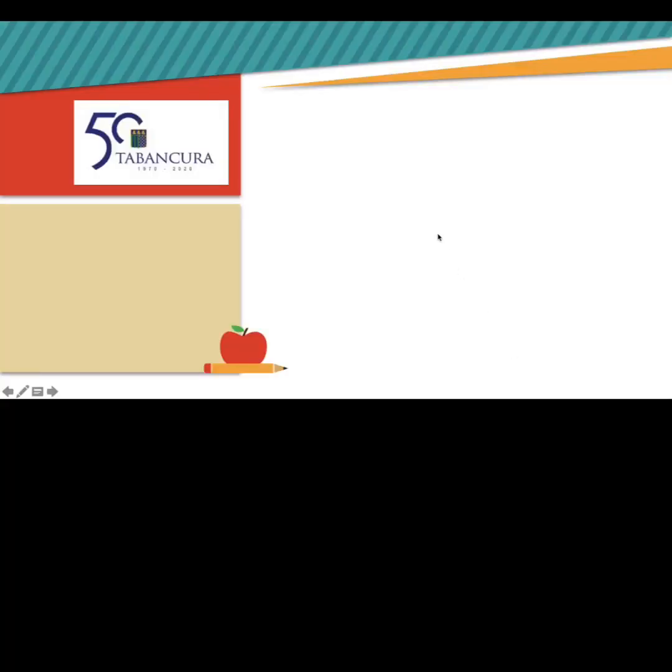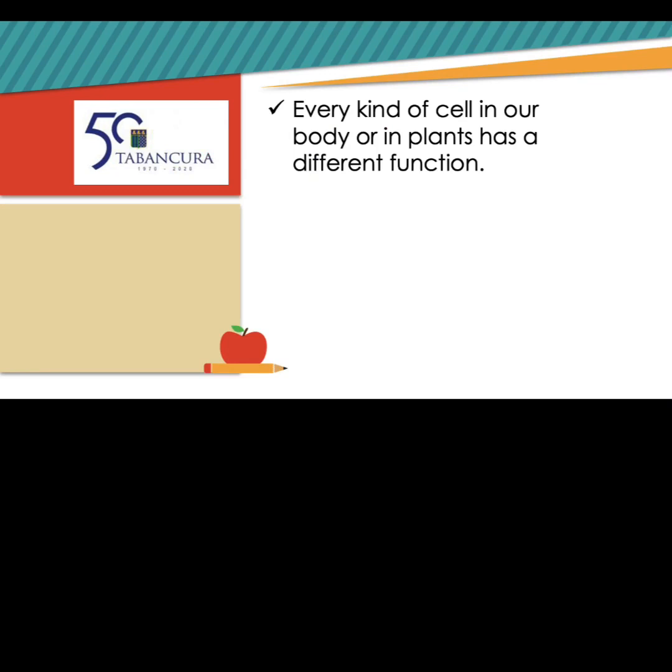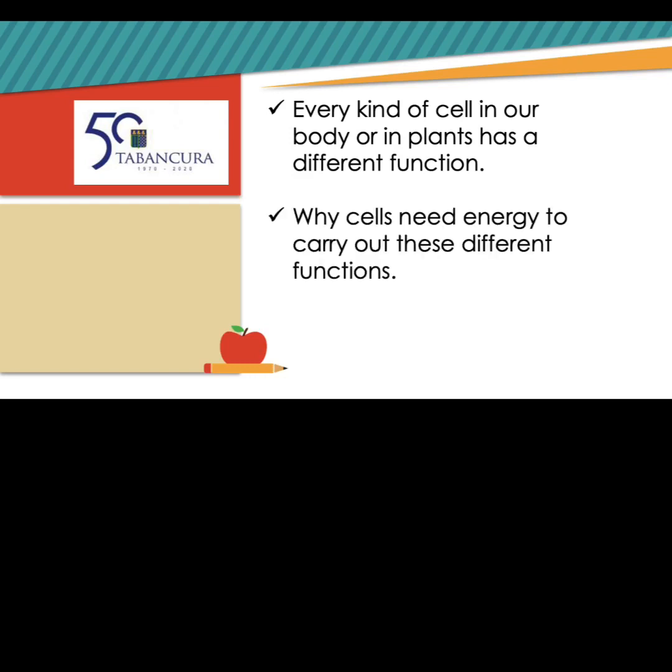In this lesson, we learned that every kind of cells in our body or in plants has a different function, like muscle cells that contract or relax our muscles to allow movement, or mesophyll cells in plants which have chlorophyll that gives food to the plant. Also, we learned why cells need energy to carry out these different functions. Functions like grow, to carry out cell division, and to move substances in and out of cells.